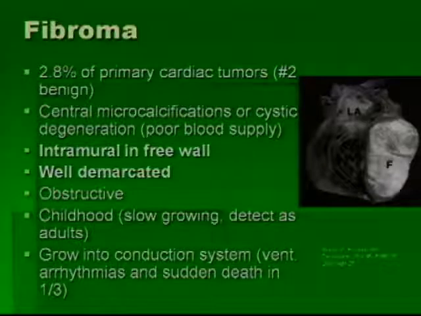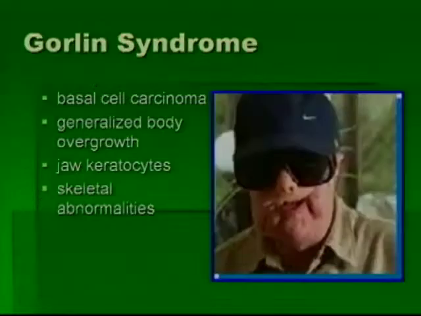Now, even though they're benign, they can grow into the conduction system and cause ventricular arrhythmias and sudden death, and this happens in about a third of patients. They are associated with the Gorlin syndrome, and the Gorlin syndrome includes basal cell carcinoma, generalized body overgrowth, jaw keratosis, as shown here in the picture, and other skeletal abnormalities.